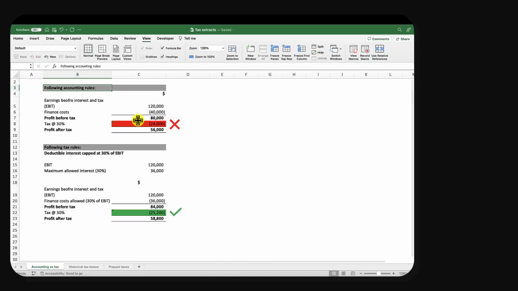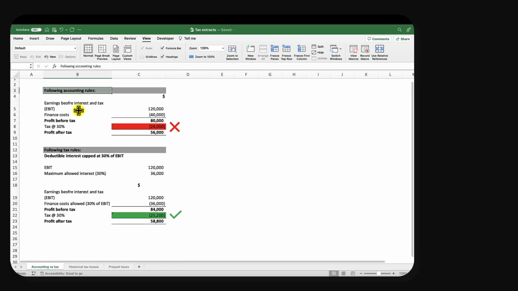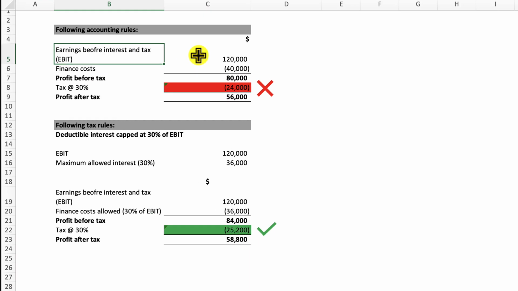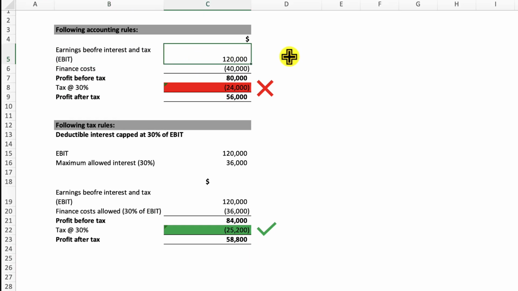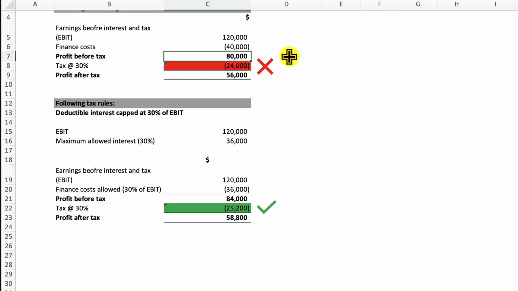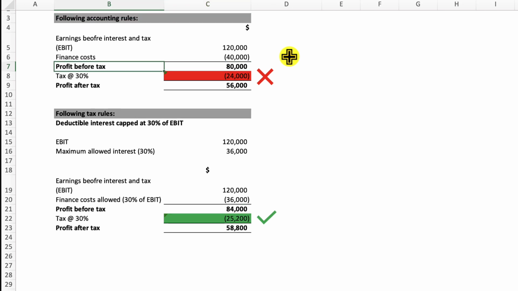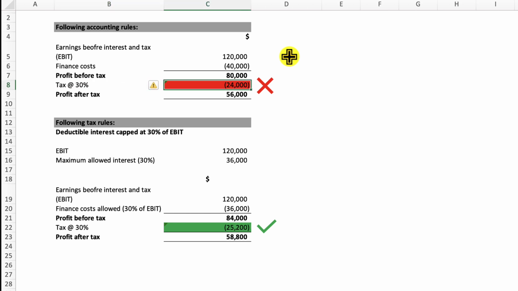So here we have a business, and in our business we made our profit before interest and tax of $120,000, and then we have finance cost of $40,000, which then makes our profit before tax $80,000. Now, assuming our tax rate is 30%, that means we have to pay a tax of $24,000, which leaves us with a profit after tax of $56,000.